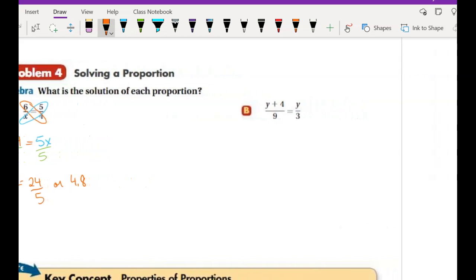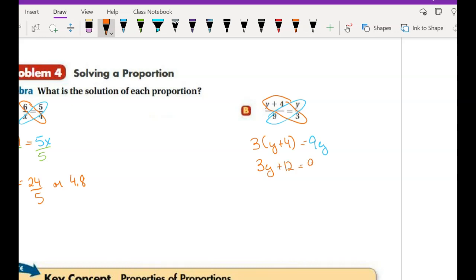Now let's take a look at problem B. So the same thing, I'm going to cross multiply. So now I have 3 times y plus 4 is equal to 9y. So now I need to distribute. So I have 3y plus 12 is equal to 9y.